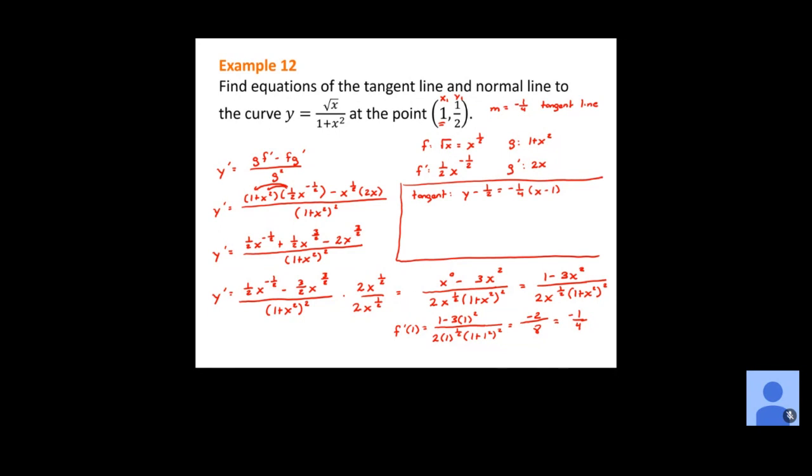Okay, now, based off what we just saw on the last slide, what do we know about the normal line now?